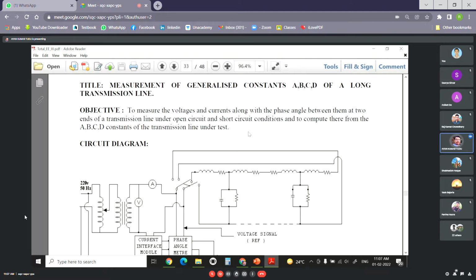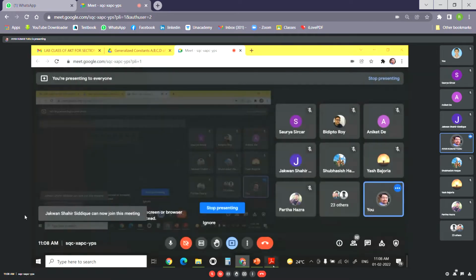So if you recollect, what we are doing is that we are using the open circuit test and the short circuit test to find the ABCD constants of a long transmission line.